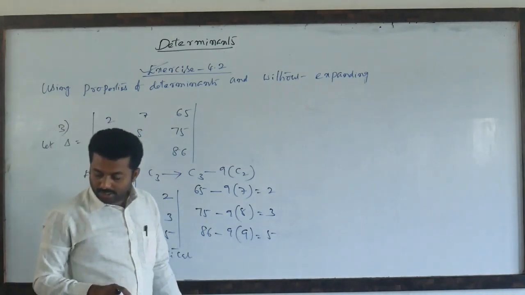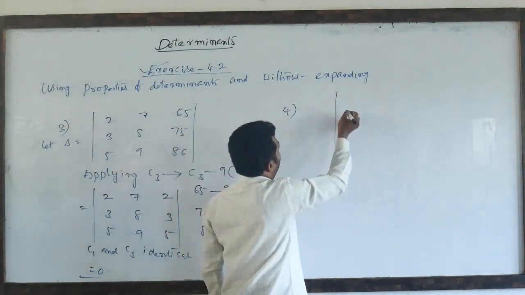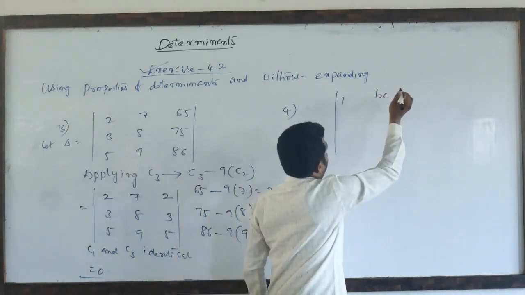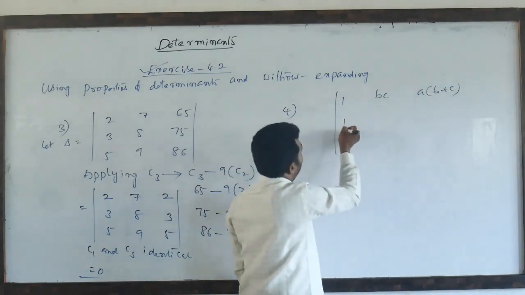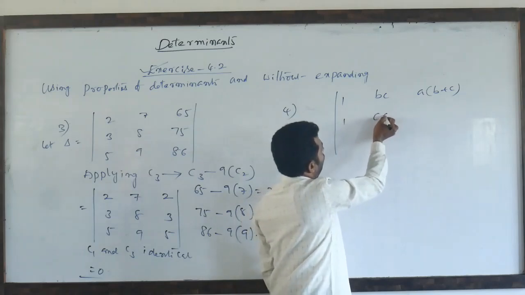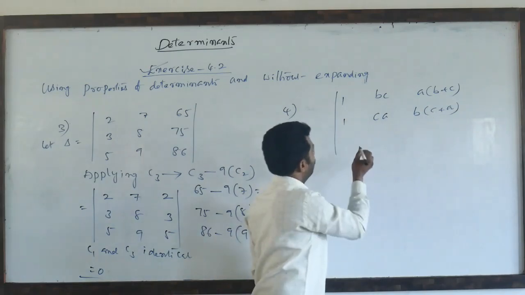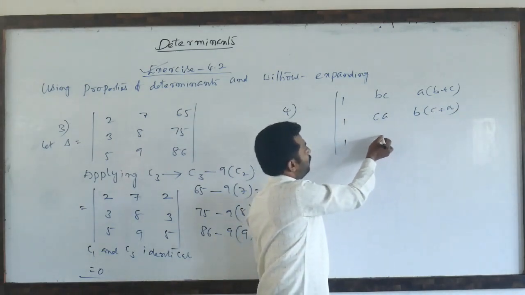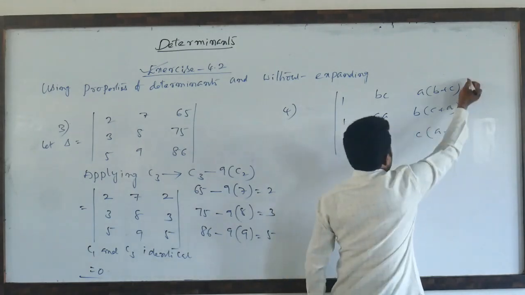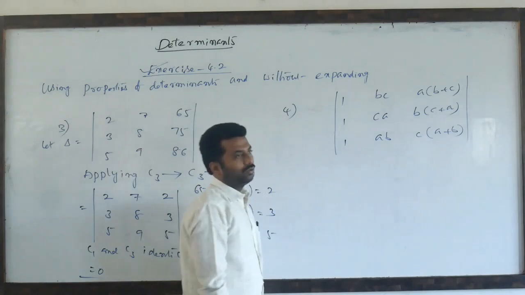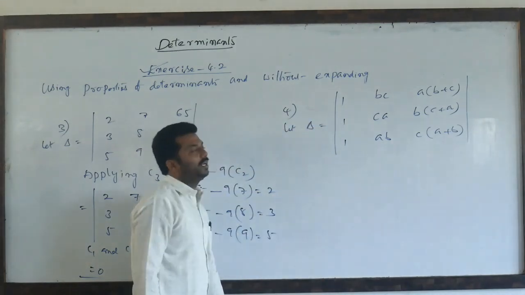Determinant of 1, BC, A into B plus C; 1, CA, B into C plus A; 1, AB, C into A plus B equals 0. We have to prove this. So we are assuming this as delta.